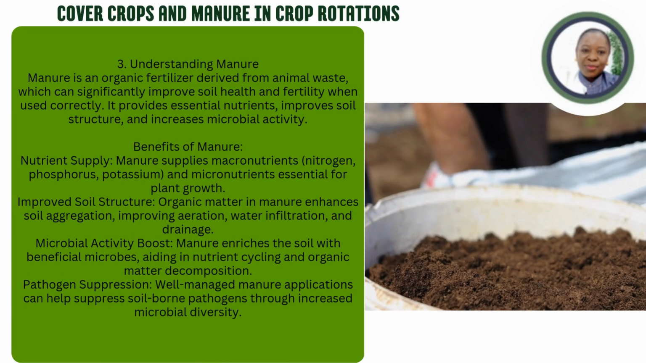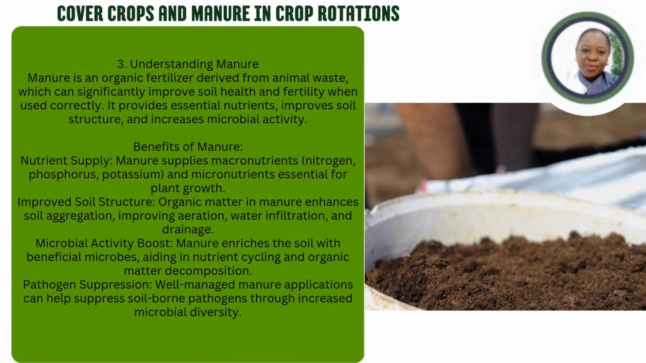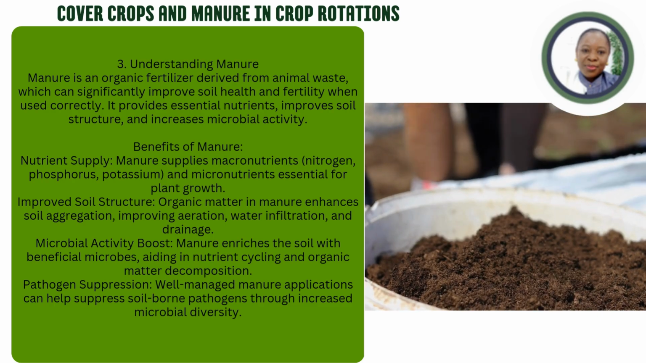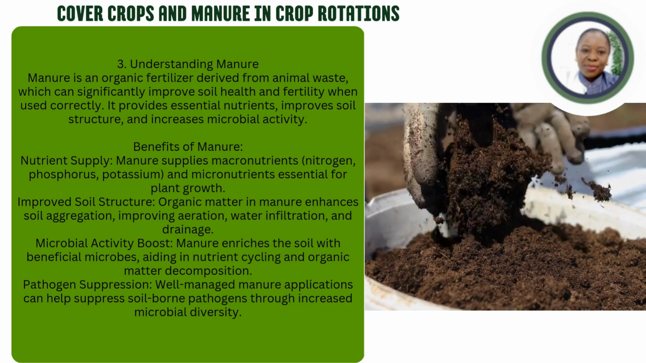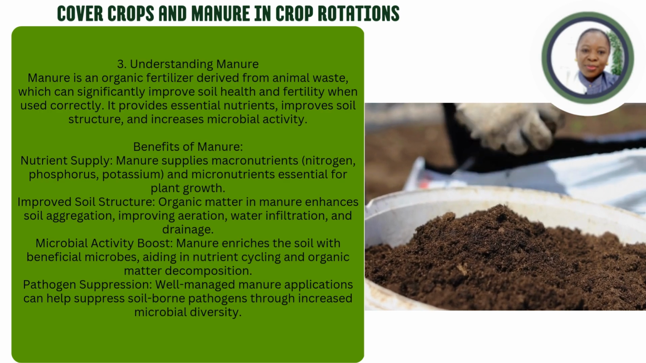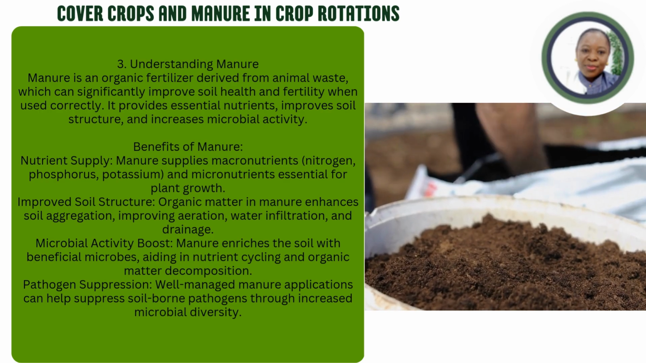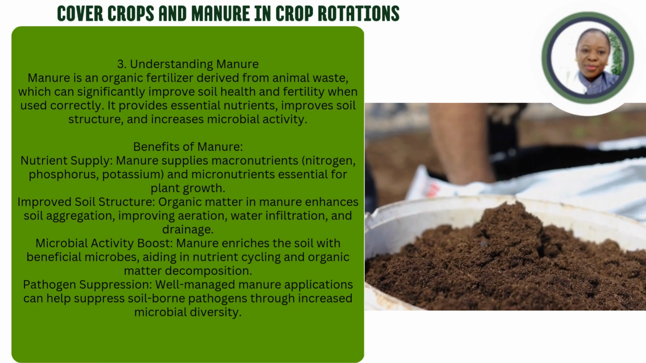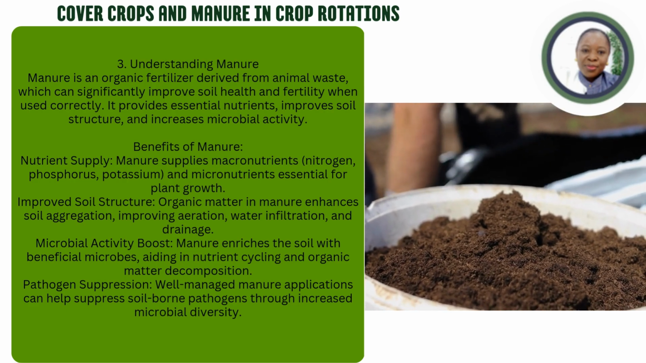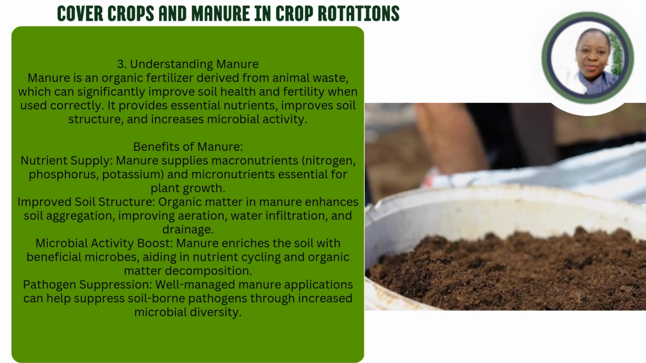3. Understanding manure. Manure is an organic fertilizer derived from animal waste, which can significantly improve soil health and fertility when used correctly. It provides essential nutrients, improves soil structure, and increases microbial activity.